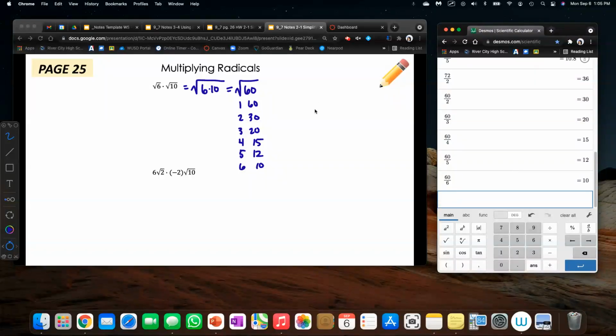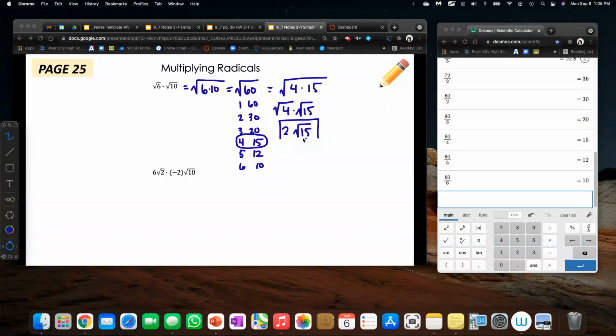Okay, so here we go. Scanning through my list, the largest perfect square is going to be 4, so it's going to be 4 and 15. So square root of 4 times 15, and then we're going to split it. Square root of 4 times square root of 15, and then the square root of 4 is 2. So simplified, this is going to be 2 times the square root of 15.